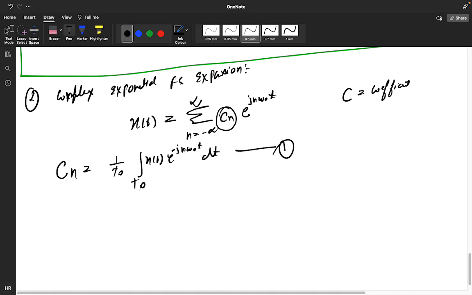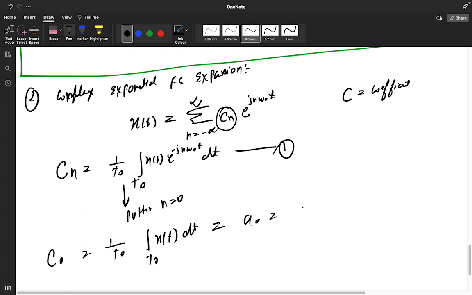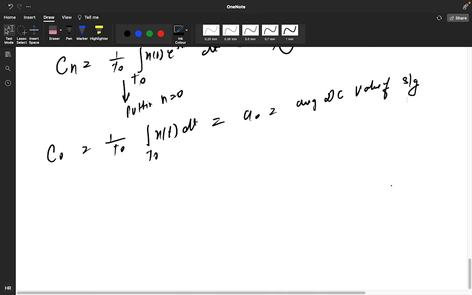Okay, now suppose I am putting n equals 0. So what c0 value will we get? 1 upon time period t naught integral of x of t e power 0, so x of t dt. So this equals what? This is your a naught only, the average DC value of the signal.